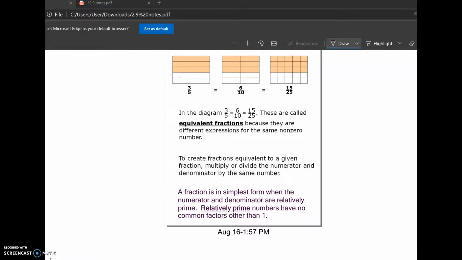Okay, we're also going to reduce some fractions today, and to know if your fraction is reduced all the way, what you're going to do is look at the numerator and the denominator and see if there's any number besides 1 that you can divide the numerator and denominator by. If there is, then that means it can be reduced. So we'll do some examples of that.